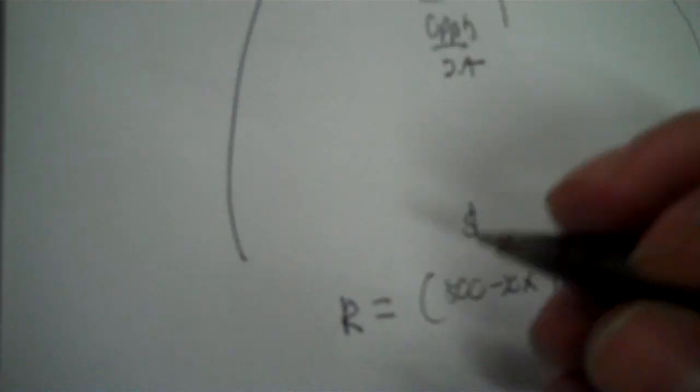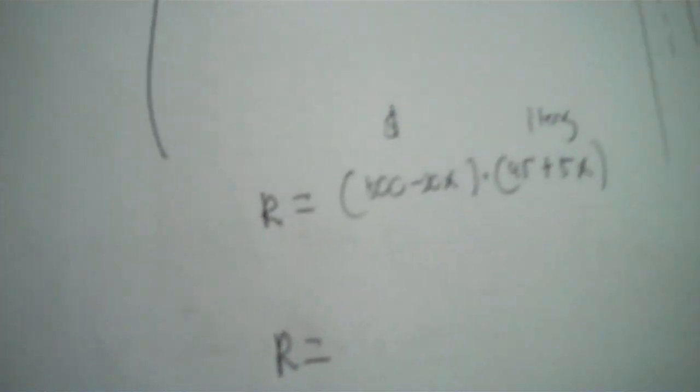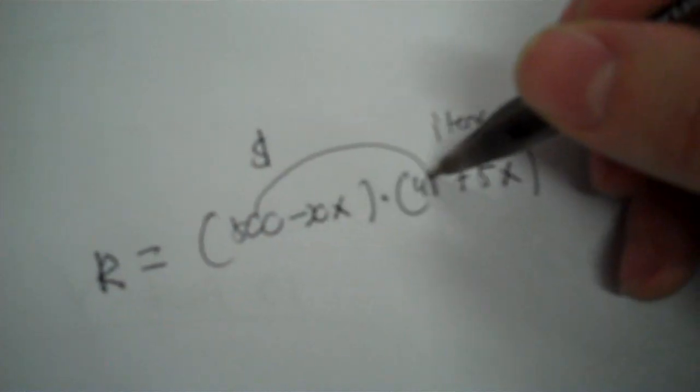Now, we don't have a B and an A. We have to do the FOIL method. Okay? So, I take 500 times 45. Then I take 500 times 5x. Then I take negative 20x times 45. Then I take negative 20x times 5x. Okay, 500 times 45 is 22,500. Then that's 2,500x. It's going to be negative 900x. And negative 100x to the second, okay?